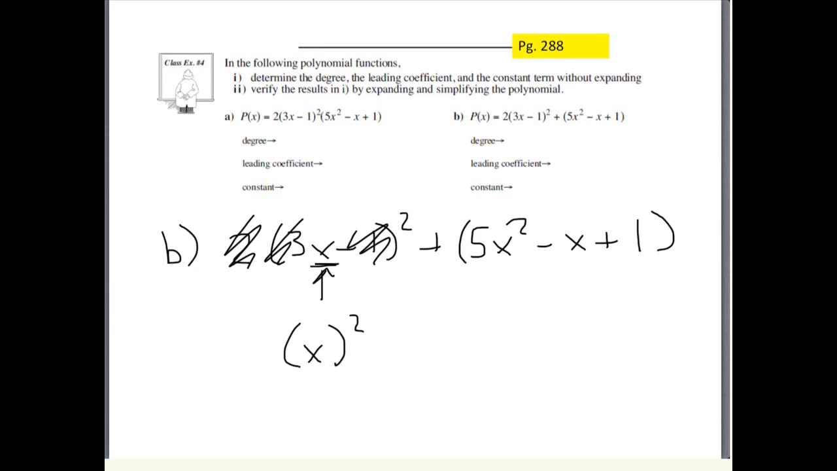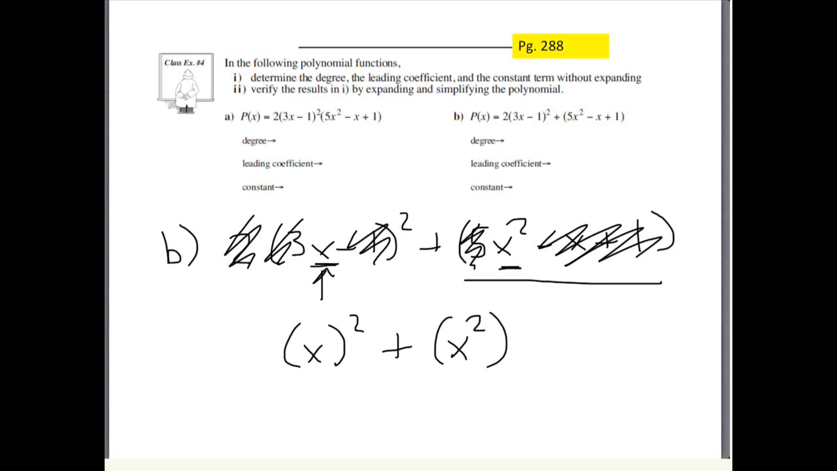Over here, the x squared on the far left is the most important part, because if this was by itself, the degree would be 2. So you can get rid of all of this stuff right here, it's not necessary. So you have x squared in brackets. So when you're done, you have x squared plus x squared. And if you add those together, you've got 2x squared, and this exponent here will give you your degree. So the degree in this one is going to be 2.